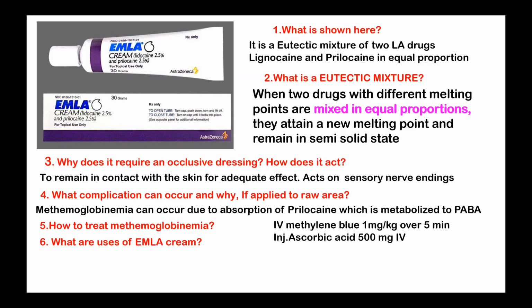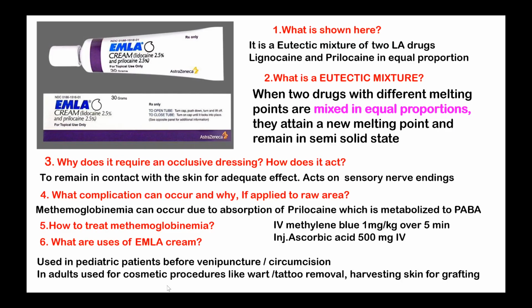Can you do small circumcision with the EMLA cream? Yes, sir. They do it in infants. For religious circumcision, you can apply EMLA cream to the foreskin and do a Gomco circumcision very easily. And in children, you can take skin grafts also. You apply it over. So it is used in pediatric patients for venipuncture and circumcision. In adults, it can be used for cosmetic procedures like wart or tattoo removal or harvesting skin for grafting.